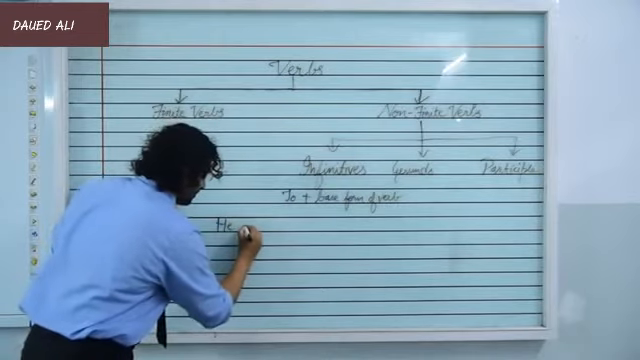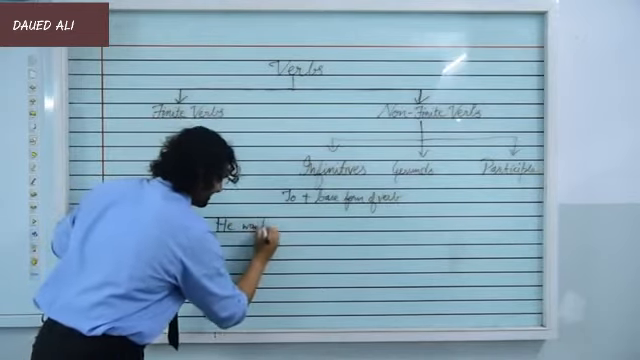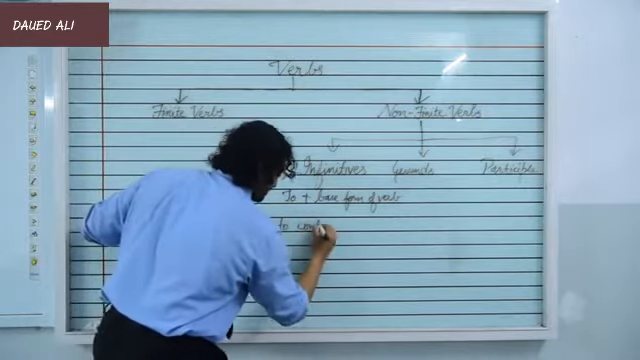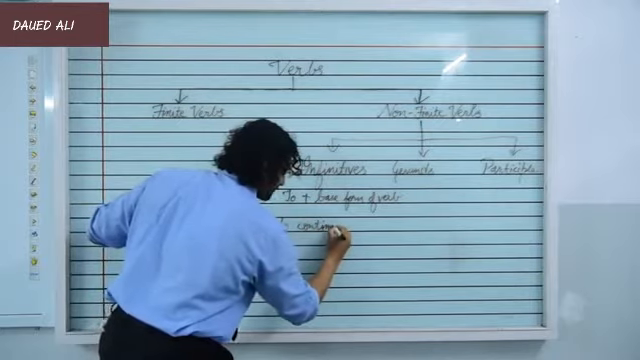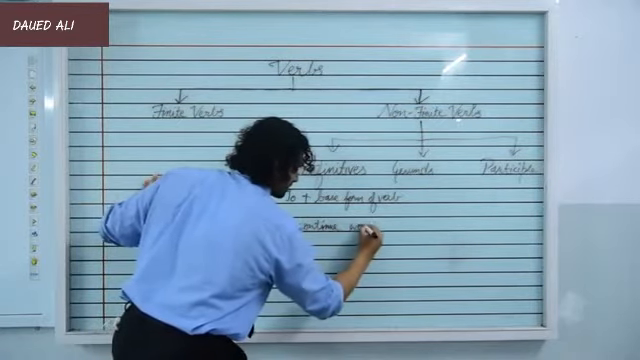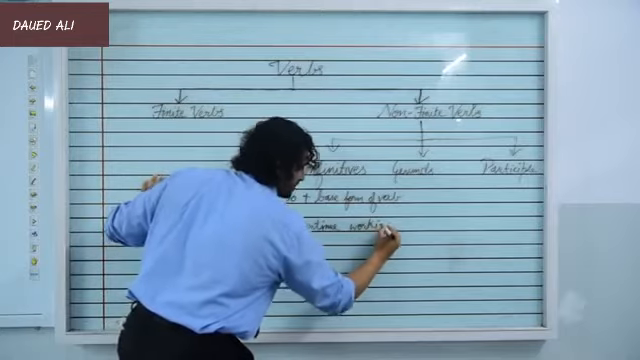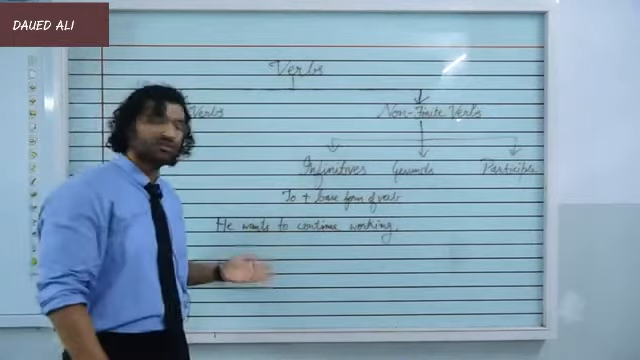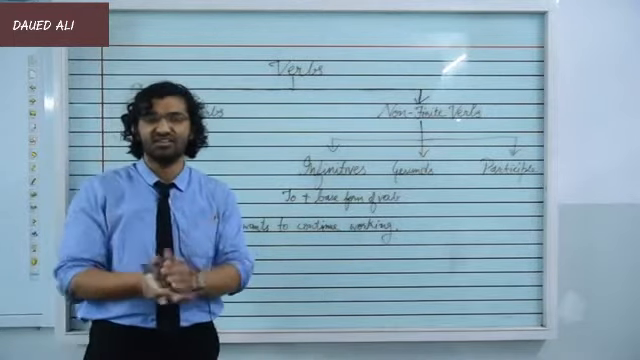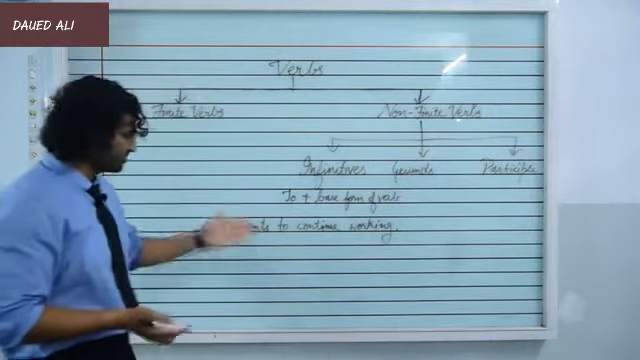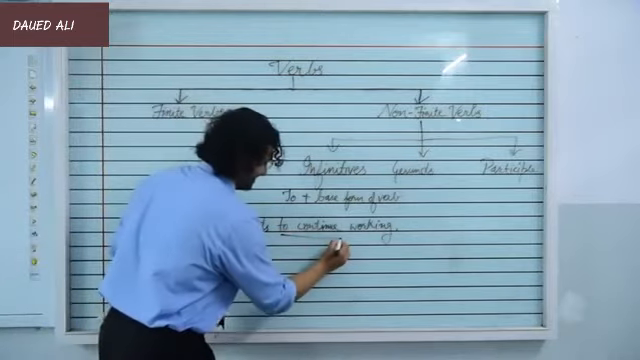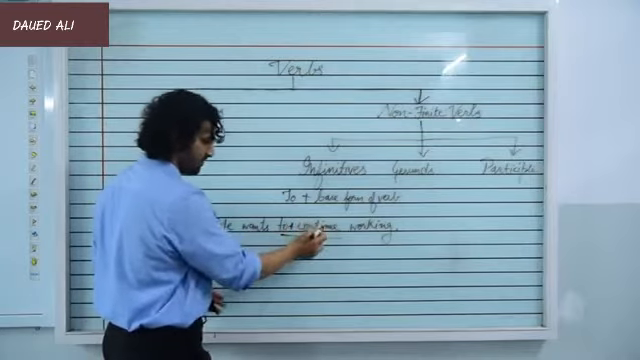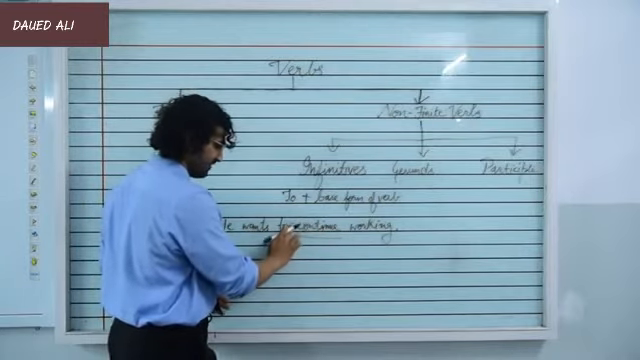He wants to continue working. So can you try to identify the infinitive for me in this sentence? I believe you can. Yes, please give it a try. To continue. This is an infinitive. To plus base form of verb. To continue. This is an infinitive.